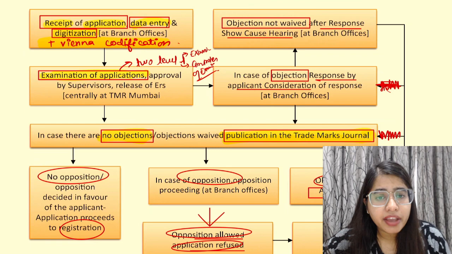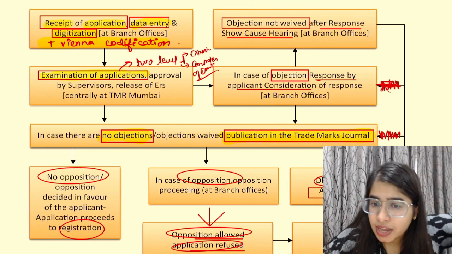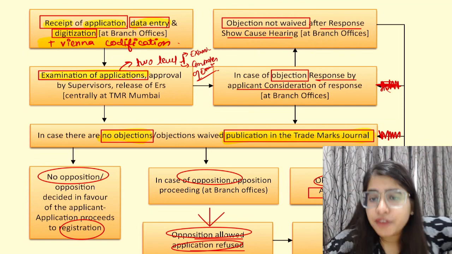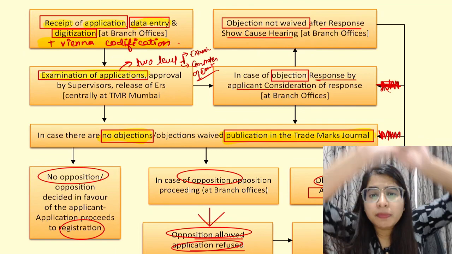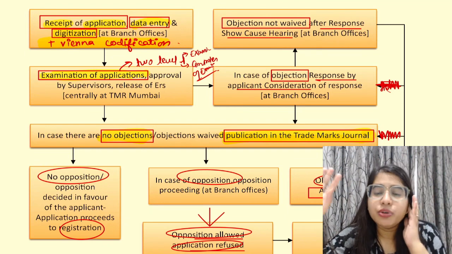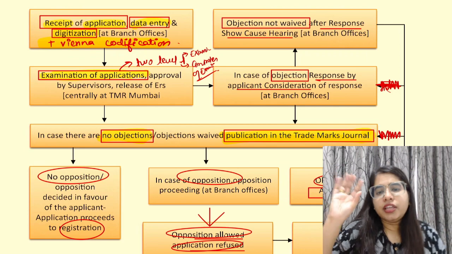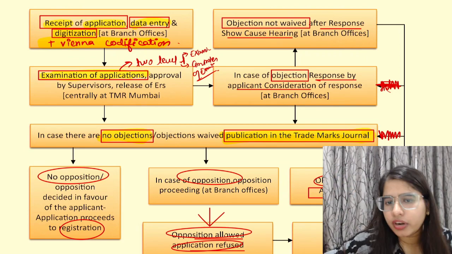So that is why, to invite public objection, saying this person is asking for a trademark in the name of Yashas Academy, does anyone have any objection? Does any person in India or any general public have any objection? So to invite objections from people, they publish that application in the trademark journal. There's a trademark journal, an online trademark journal.